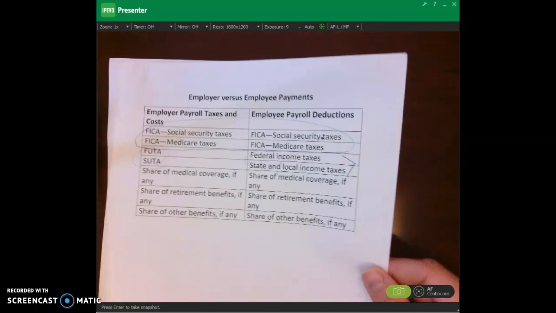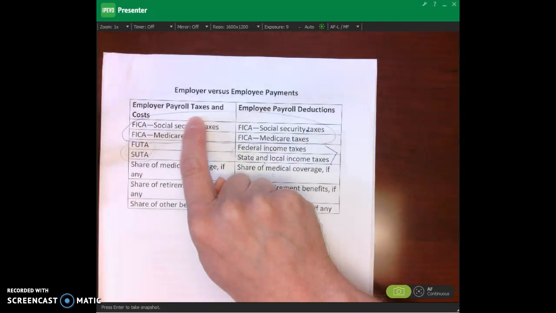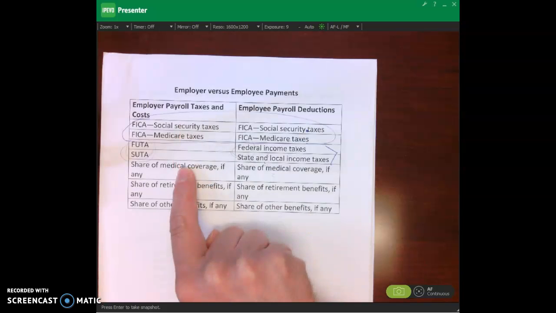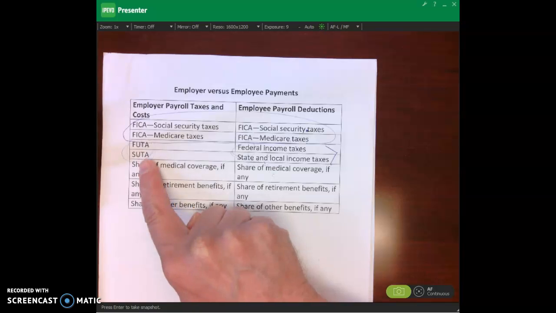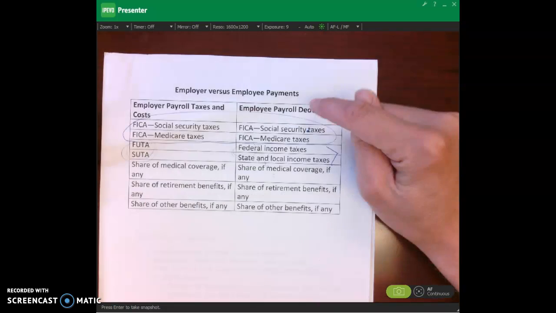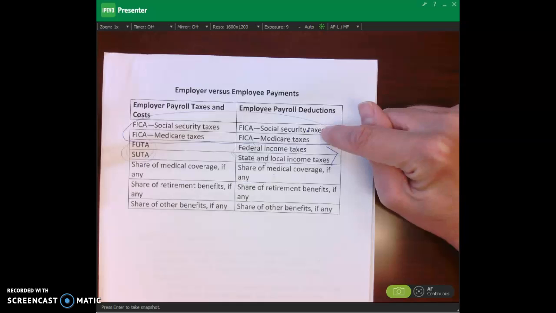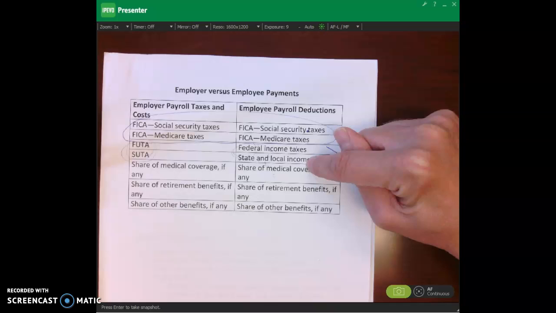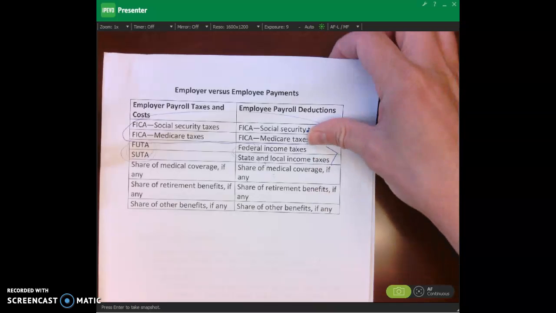So up on Canvas, I have this document, and it says employer versus employee. What does the employee pay? What does the employer pay? Well, your employer pays Social Security, Medicare, federal unemployment, state unemployment, any share of medical, any share of retirement, other benefits. What does the employee pay? FICA Social Security, FICA Medicare, federal income tax, state income tax, their share of medical, their share of retirement, and then any other benefits, okay?